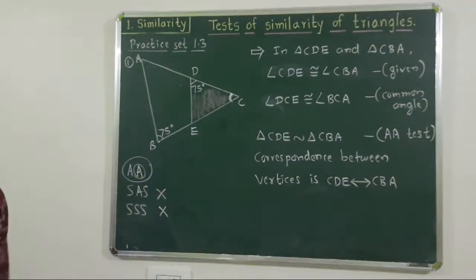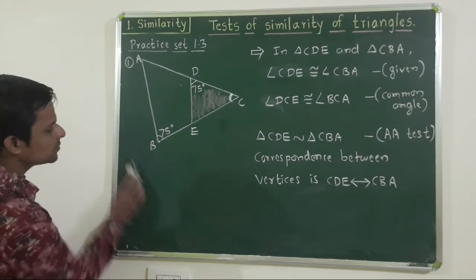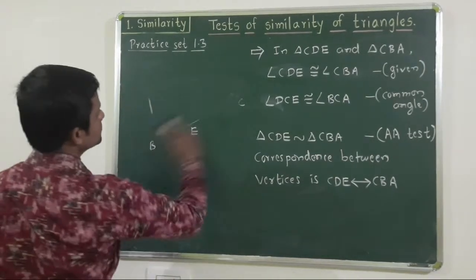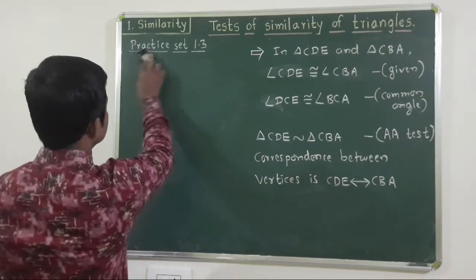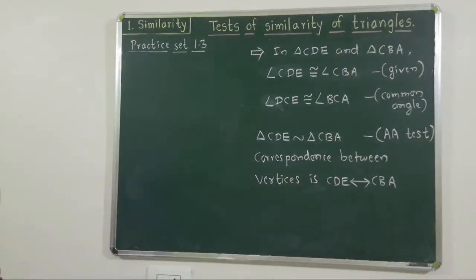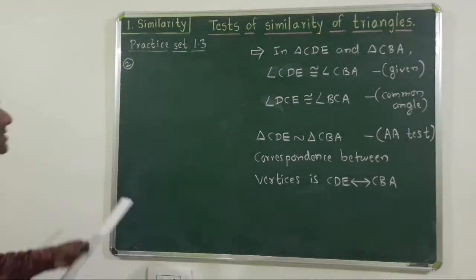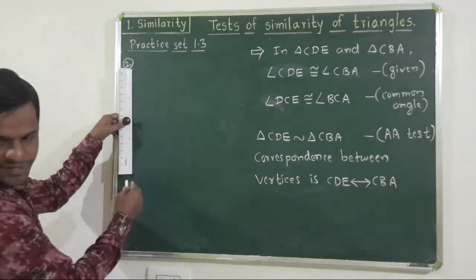This is about the solution of example number 1 from practice set 1.3. Take a screenshot and then we'll move towards the next example. Okay. Example number 2. Again, two triangles are given here. Two different triangles are given.